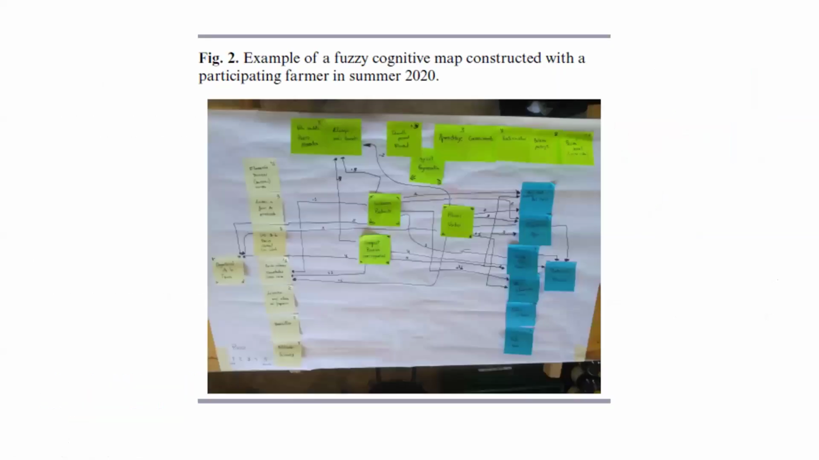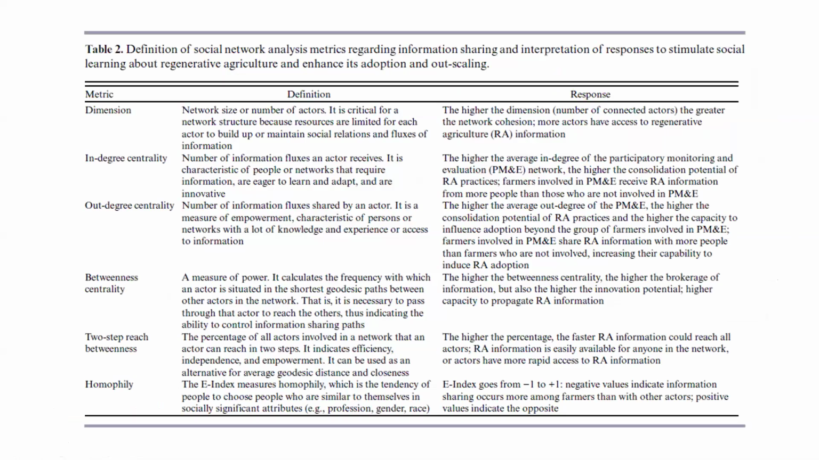So this is where they started with this mind map. It's called a fuzzy cognitive map of individual farms. So farmers created these, and in our course, we're going to create these a little bit later. And then they have a bunch of definitions about how the social network functions. And when we do our mind maps, we'll come back to this.